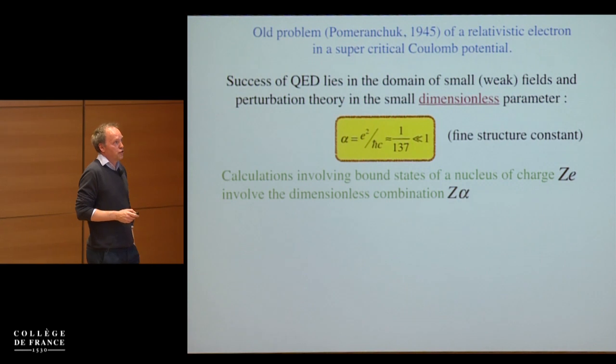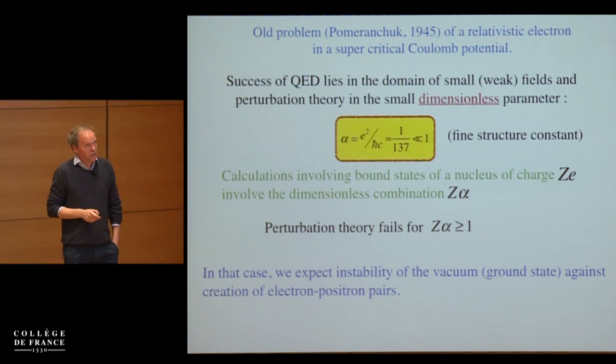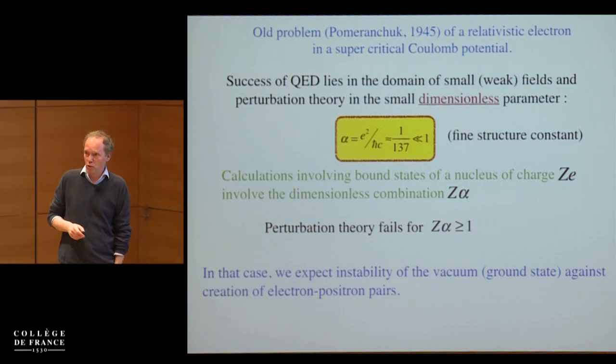And all the calculations involving bound states of a nucleus of charge Z times E, instead of being in perturbation using this parameter, they involve the dimensionless combination Z alpha. Not only alpha, but Z alpha. And the point is that alpha is very small, but if now Z is so large that Z alpha is larger than 1, then perturbation theory fails. Okay? And in that case, this is this Pomeranchuk prediction, we expect instability of the vacuum, of the ground state, against creation of electron-positron pairs. Okay? So this is an old problem.